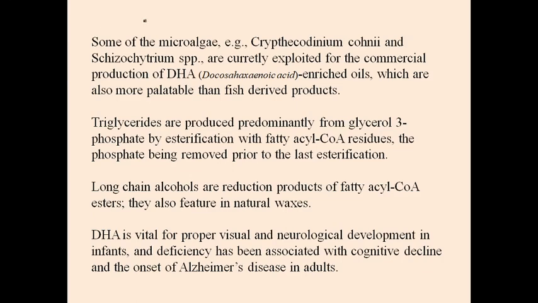Another significance of the acetate pathway is that some microalgae, for example Crypthecodinium cohnii and Schizochytrium species, are currently exploited for the commercial production of DHA, docosahexaenoic acid. This is an omega-3 fatty acid. It is required for infants and for pregnant women. Generally, omega-3 fatty acids are derived from fish products, from fish liver or certain other products.